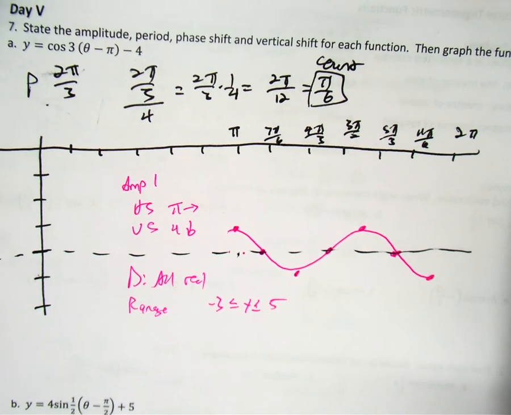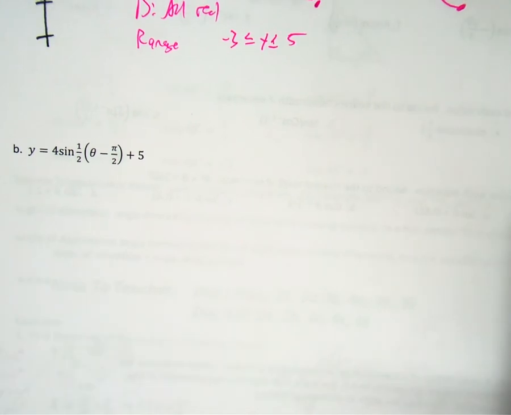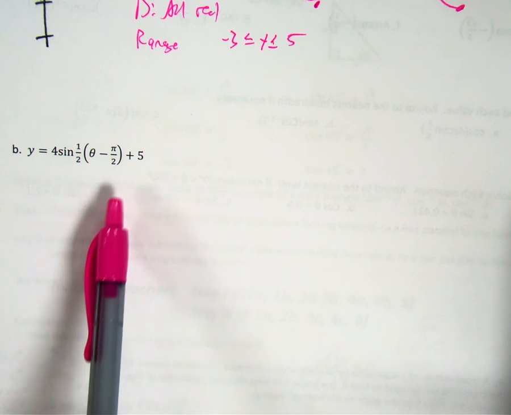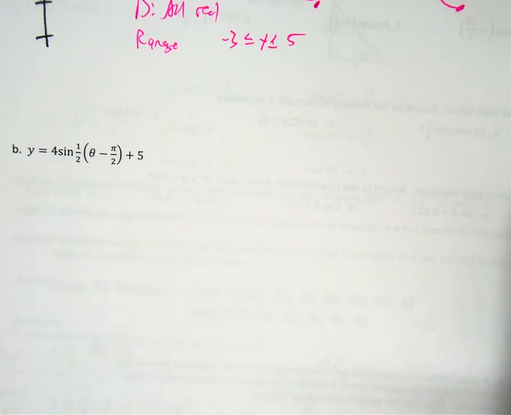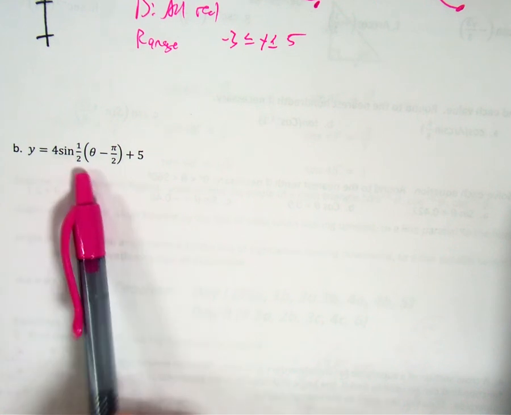Last one, folks. Careful now. Y equals 4 times sine of one half, parentheses, theta minus pi over 2, plus 5. Okay, we got a half multiplier, so it's going to get done half as fast, actually twice as slow. It's going to go slower. Remember, we divide by whatever that multiplier is.